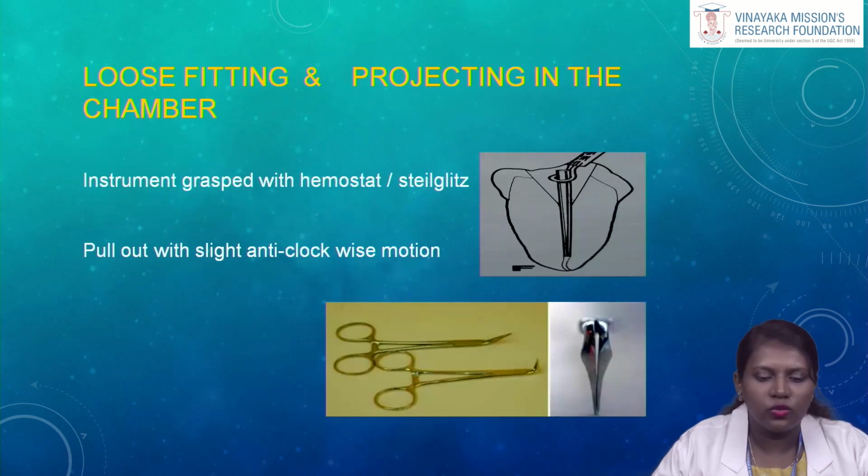If the instrument is loose fitting and projecting into the chamber, we can grasp the instrument with a hemostat and pull it out with a slight anticlockwise rotation. This will lead to the instrument removal from the broken area.